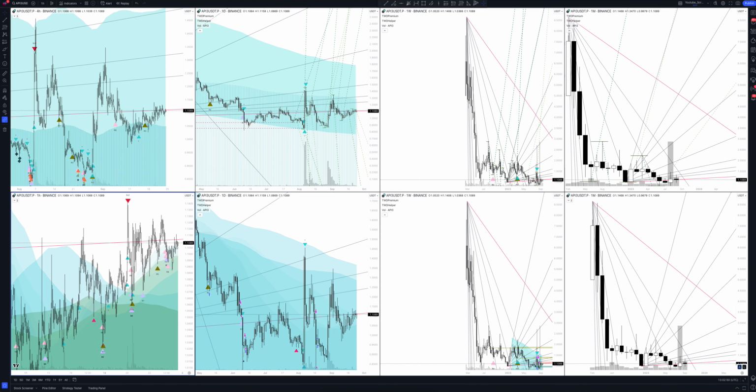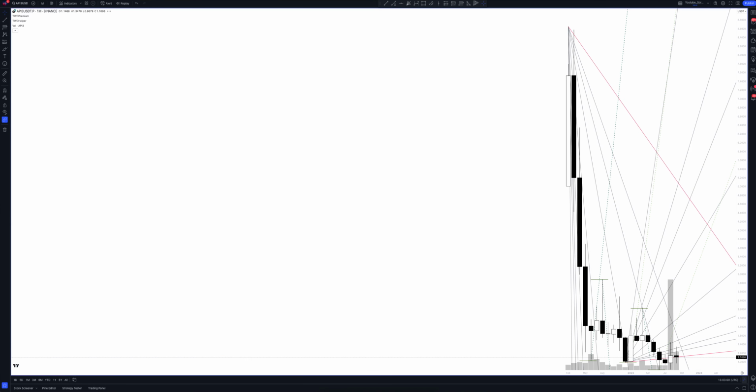Today we will take a look at API3 cryptocurrency. Let's analyze the market situation and find out how you can make money on it. Let's start. We always start our analysis from the global market.